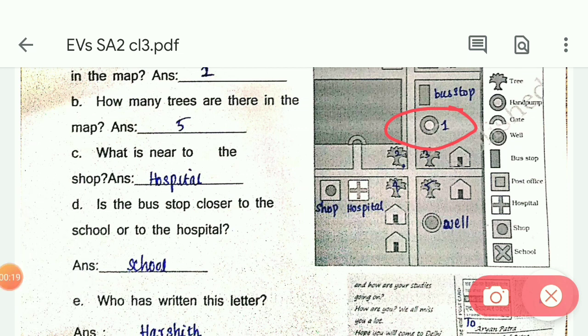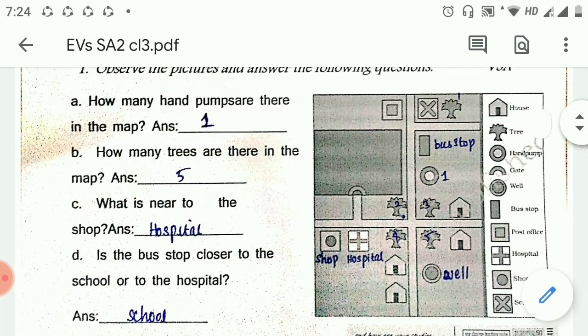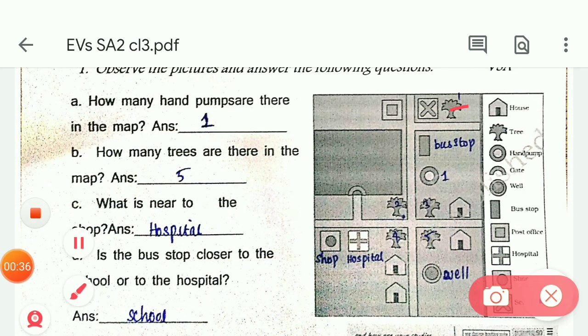You should not confuse it with the well, because both have the same type of picture, but in the middle of a hand pump, there is a white colour one. So there is only one hand pump. How many trees are there in the map? There are five trees. See here: 1, 2, 3, 4, 5.